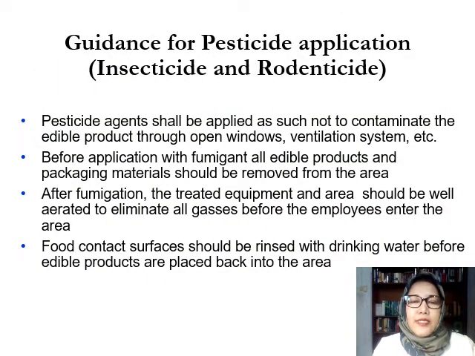Here are some of the guidance for pesticide application. Pesticide agents shall be applied as such not to contaminate the edible product through open windows, ventilation system, etc. Before application with fumigants, all edible products and packaging materials should be removed from the area. After fumigation, the treated equipment and area should be well aerated to eliminate all gases before the employees enter the area. Food contact surfaces should be rinsed with drinking water before edible products are placed back to the area.